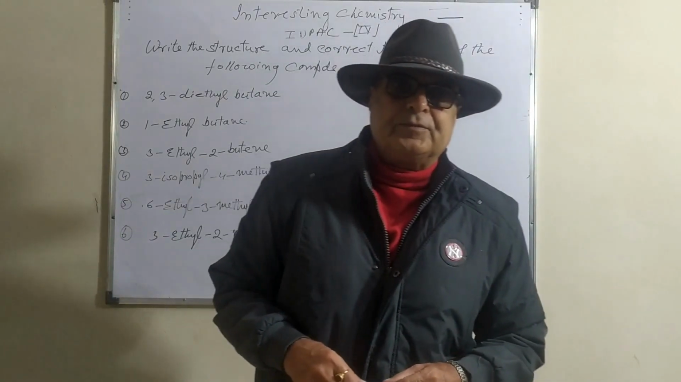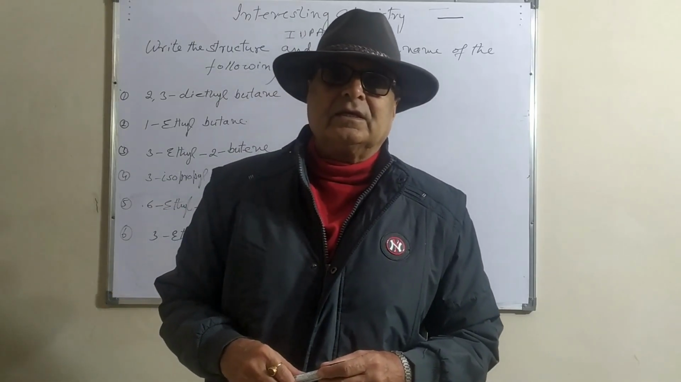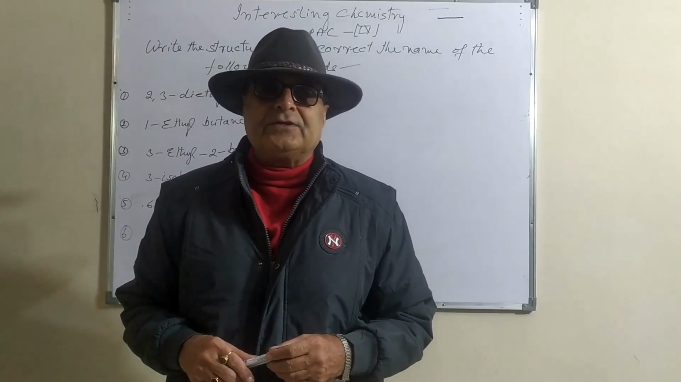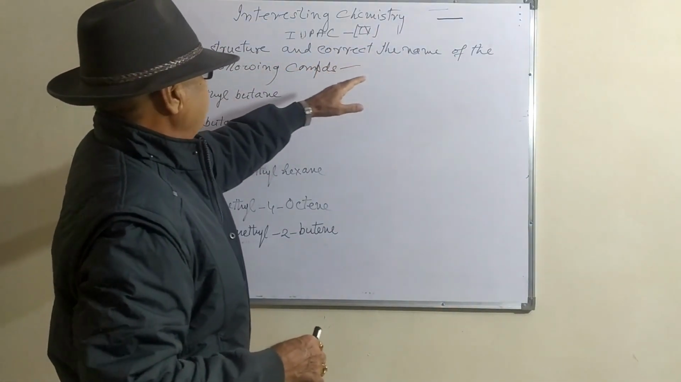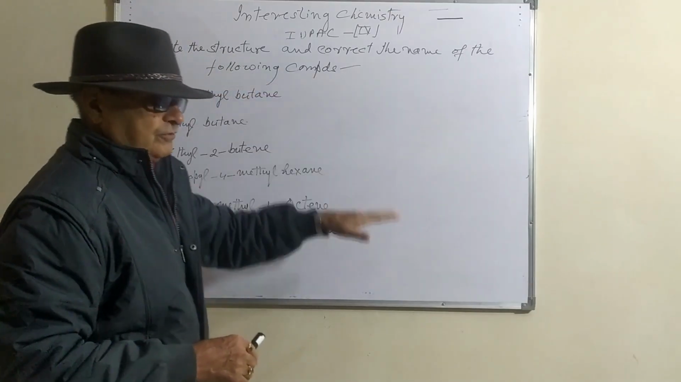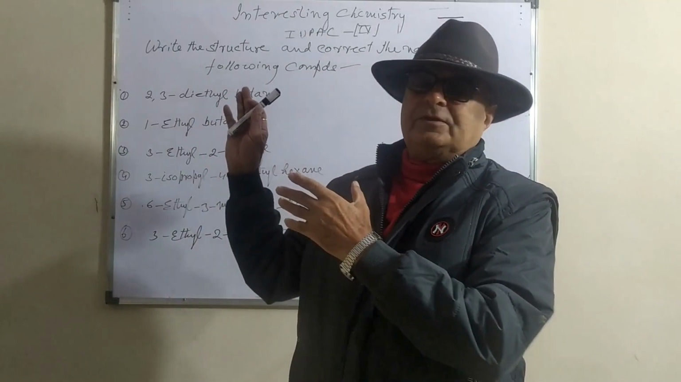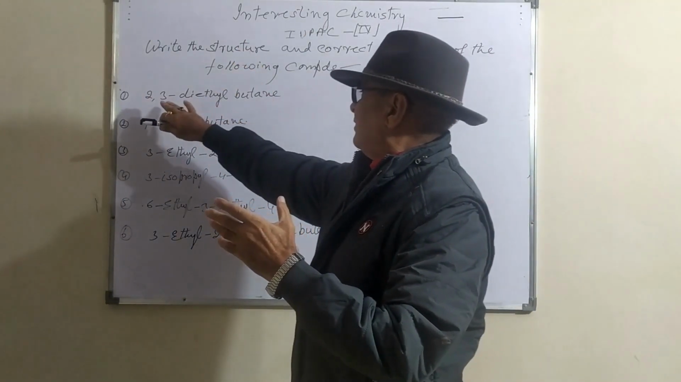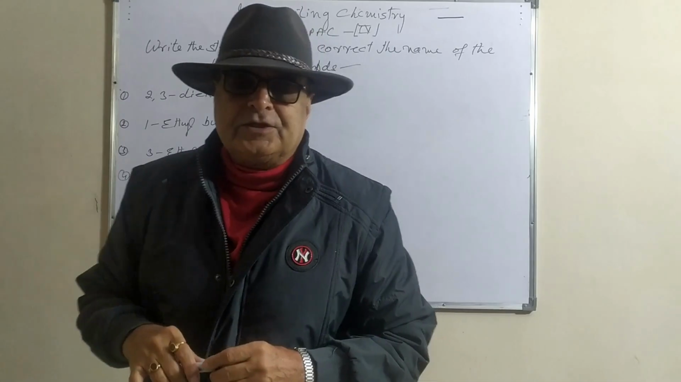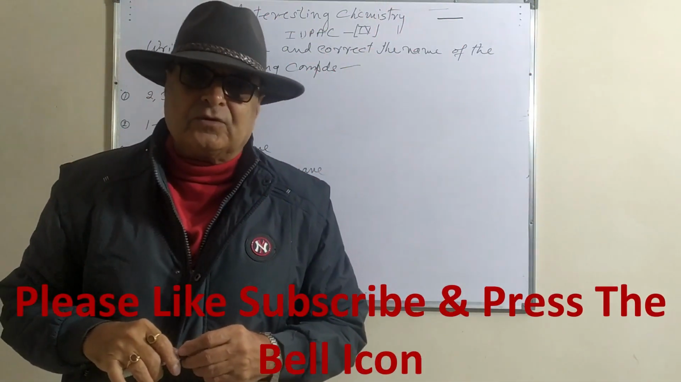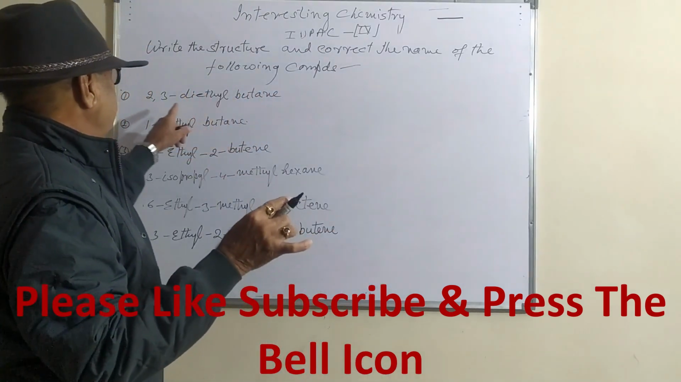Hello students, in my previous video I told you about the nomenclature of alkenes and I also gave you an assignment, that is, write the structure and correct the name of the following compounds. So first I will tell you about the first name, 2,3-diethylbutane. Whether this name is correct or not, you should write this structure in this form as it is directed to you.